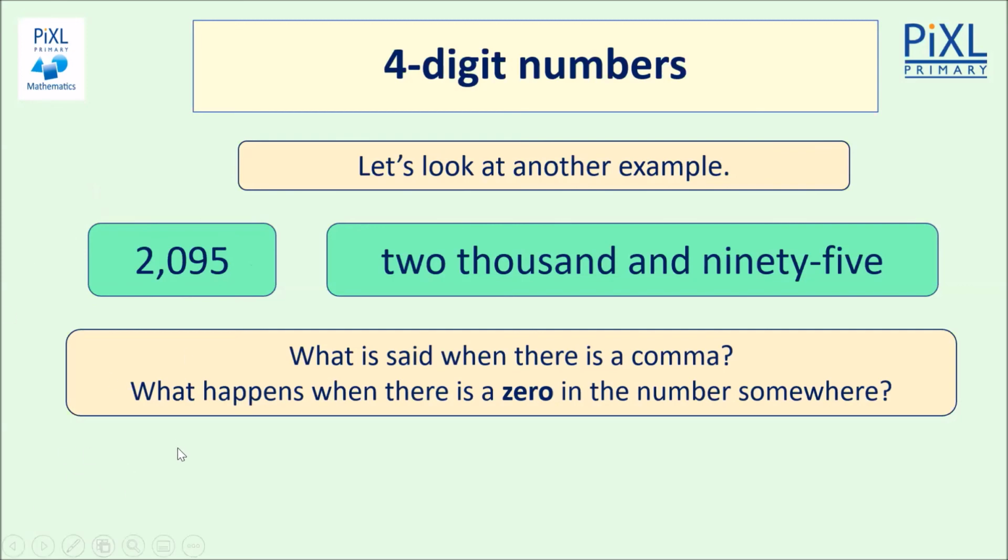Welcome back. Now, hopefully you realised that when there was a comma in the number, we said the word "and". And you should remember, hopefully, that 0 is a placeholder. It means that there are no hundreds in this number.